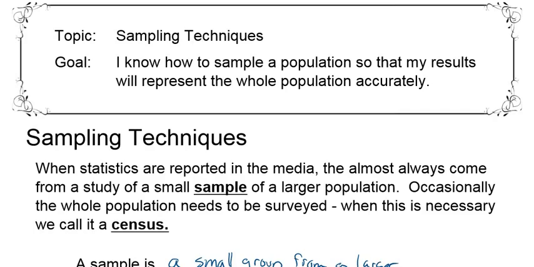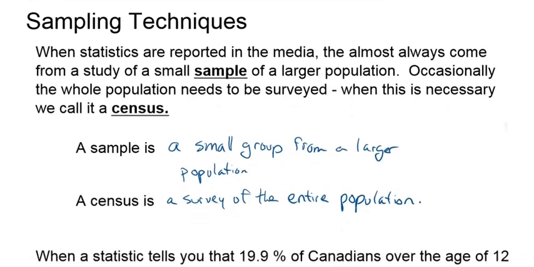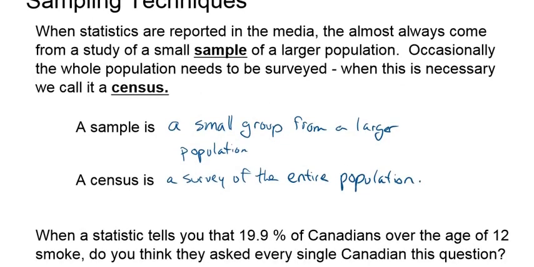When statistics are reported in the media, they almost always come from a study of a small sample of the larger population. Occasionally, the whole population needs to be surveyed. When this is necessary, we call it census. So a sample is a small group from a larger population.